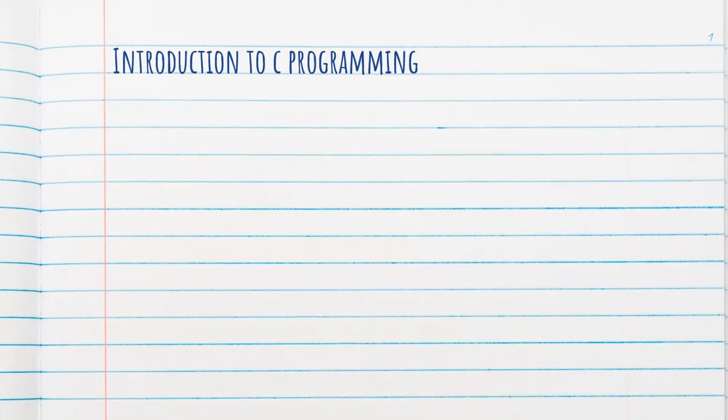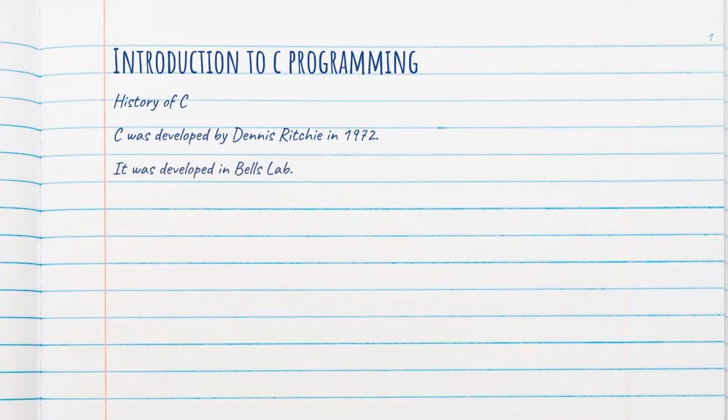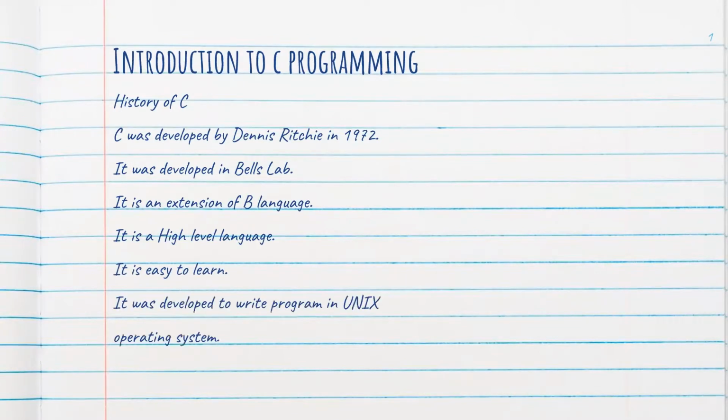In this video, we'll be getting started with C language. C is a programming language that was developed by Dennis Ritchie in 1972 at Bell's Lab. It is an extension of B language. It is a high-level language and contains easy syntax that could be understood by a human easily. So we can say that it is easy to learn and execute. It was developed to write programs for Unix operating system.